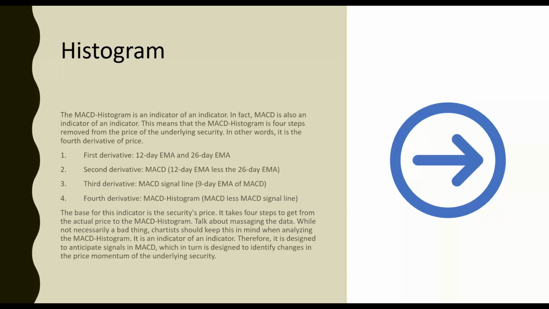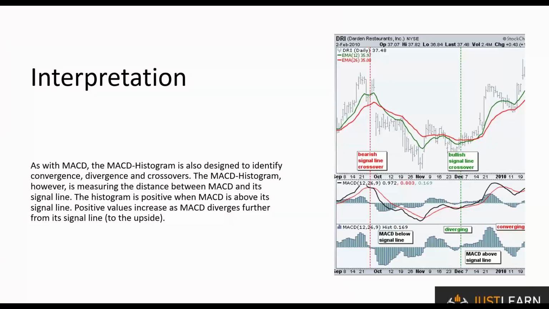Remember, we talked about it always being above or below the zero line, when you subtract one number from the other. Then the third is the MACD signal line, which is just a 9-period moving average of that blue MACD line that we looked at on the charts. And the fourth derivative becomes the MACD histogram. That histogram has crunched a lot of information, a lot of numbers, into that visual representation of price. So as with MACD, the MACD histogram is also designed to identify convergence, divergence, and crossovers.